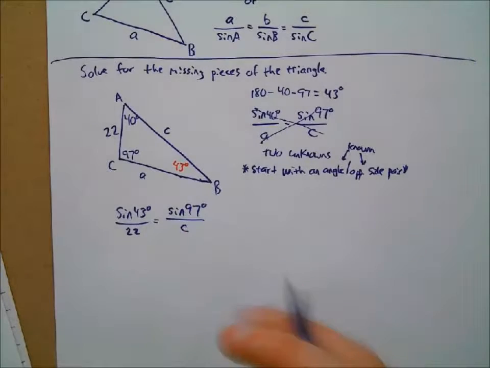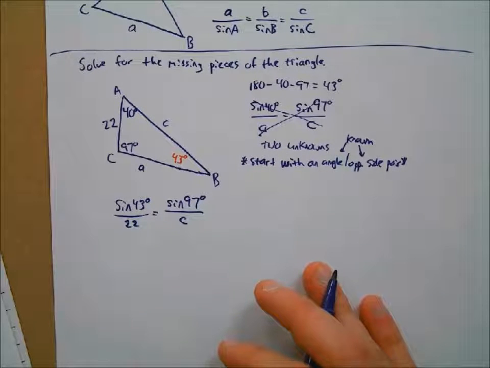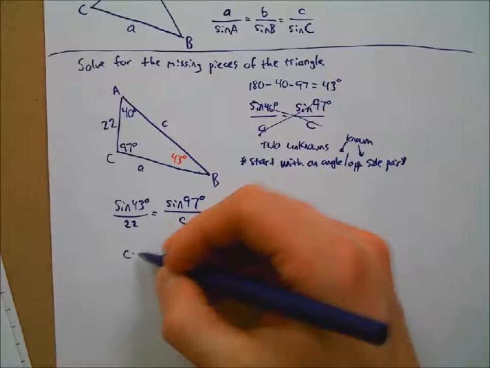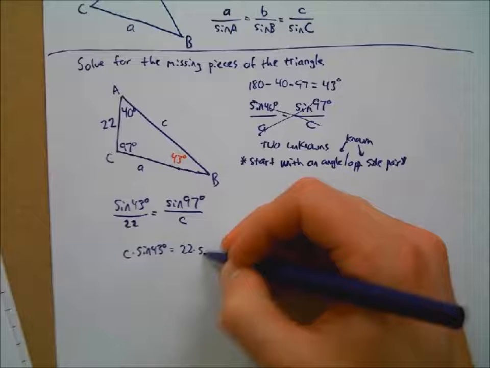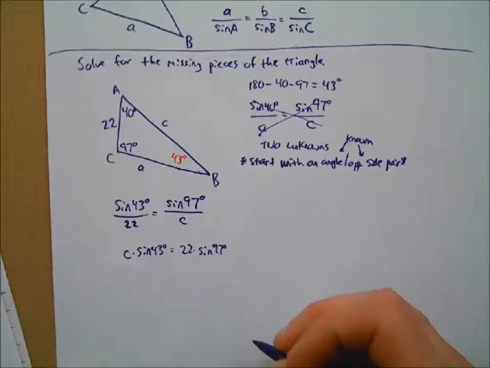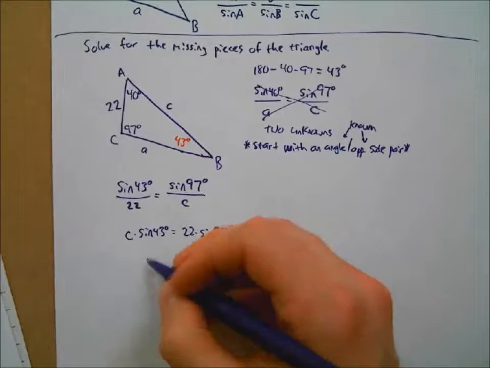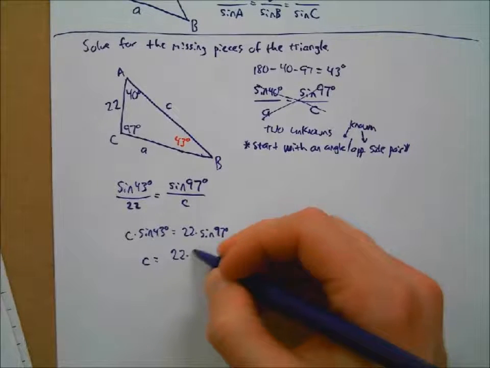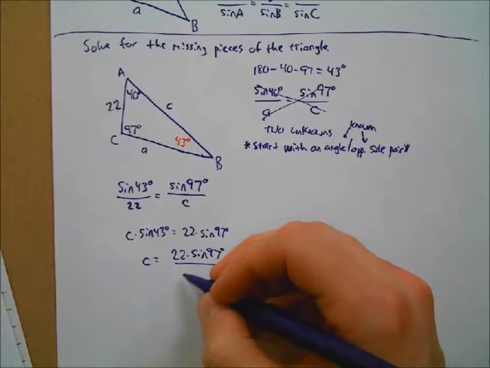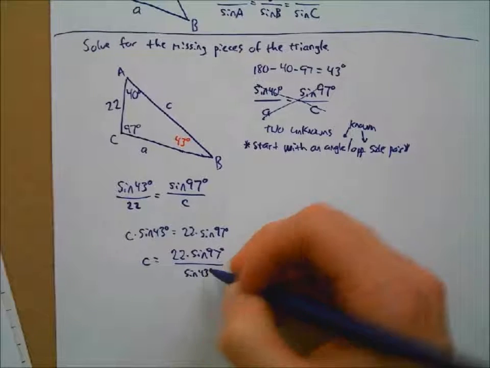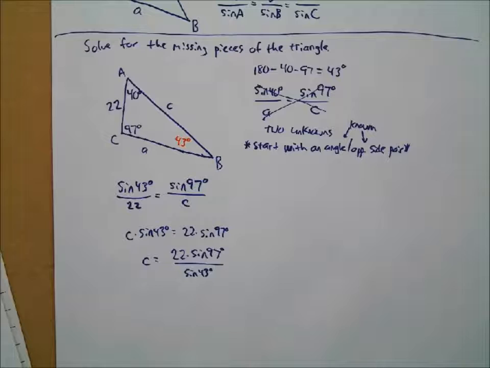So how should we go about solving for c here? Getting the c by itself, what should we do? I think cross multiplying is not a bad idea, so we'll say c times the sine of 43 degrees equals 22 times the sine of 97 degrees. And then we'll divide both sides by sine of 43, so we get c equals precisely 22 sine of 97 degrees over sine of 43 degrees. So there's our precise answer, but of course we want to get a little more simplified than that. So we'll type this into our calculators.